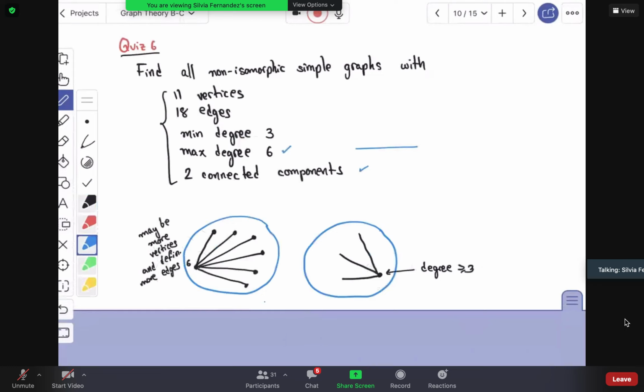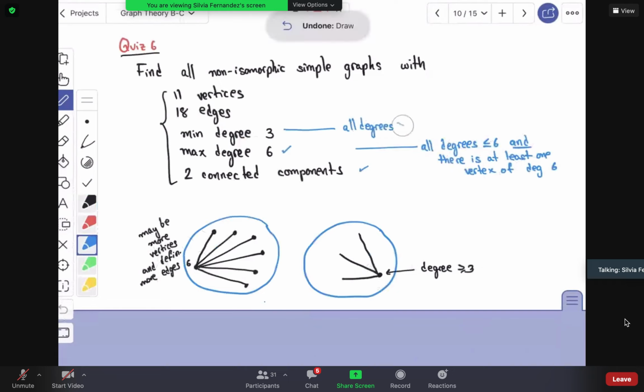So this, in other words, means that all degrees are less than or equal to 6, and there is at least one vertex of degree 6. And same for the minimum degree. It means that all degrees are greater than or equal to 3, and there is at least one vertex of degree 3.